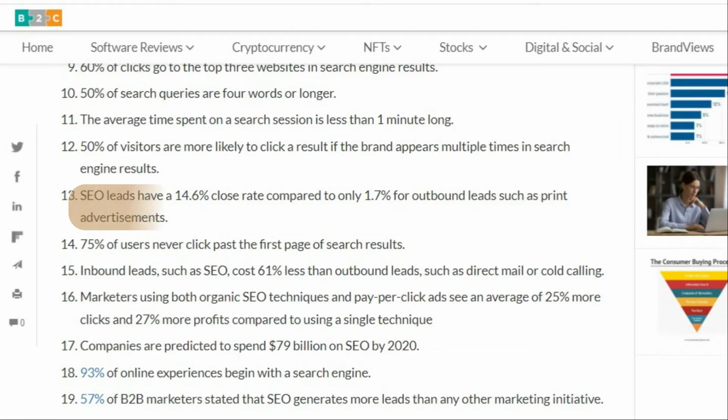And those leads are of higher quality as well. SEO leads have a 14.6% close rate, while outbound leads, such as direct mail or print advertising, have a 1.7% close rate. And this applies to both B2C and B2B sales leads. Your blog can have a significant effect on your lead generation.